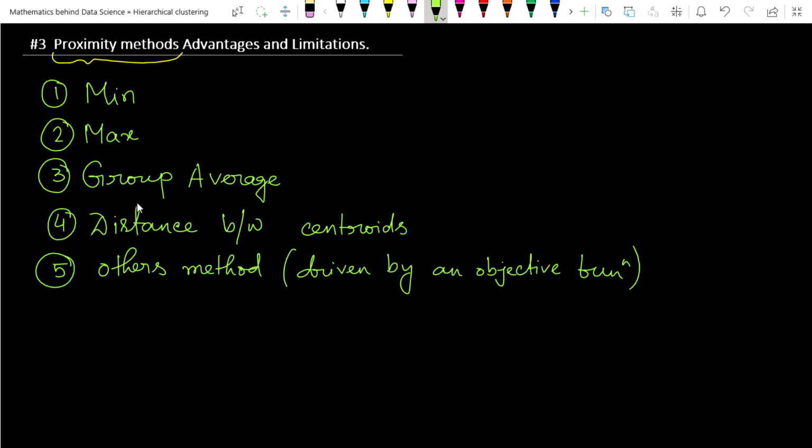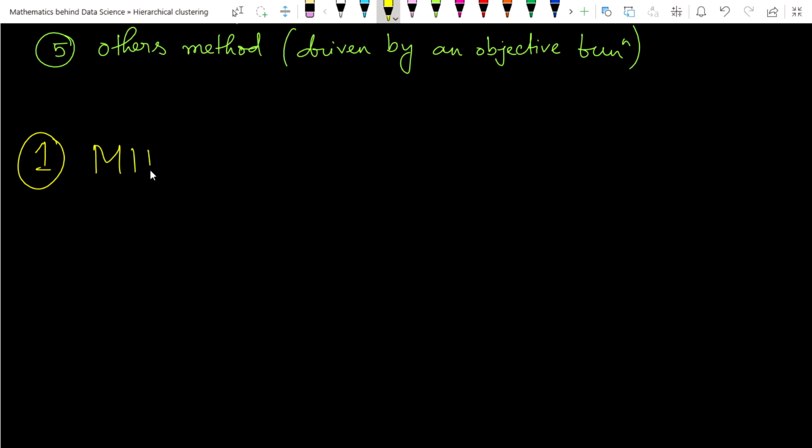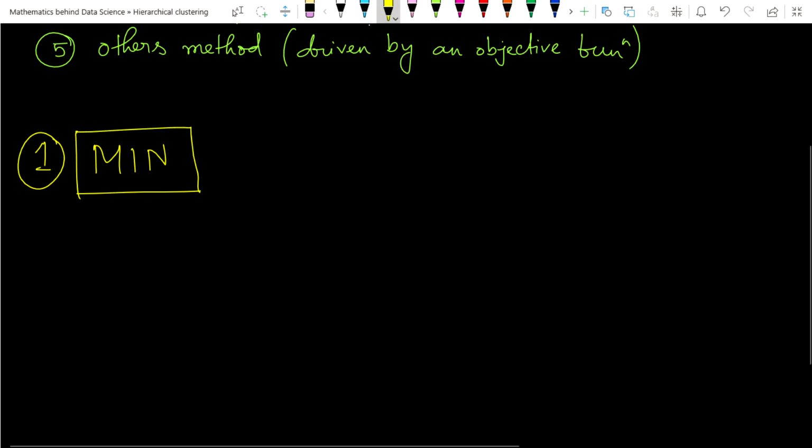So the first one is the mean, the mean proximity. How will we use this mean concept to compute the proximity value? It's better if we discuss this concept with an example. Suppose this is the data set that we have.